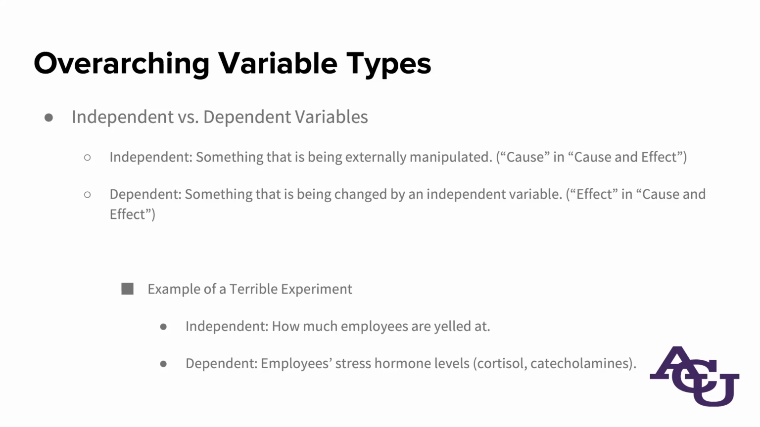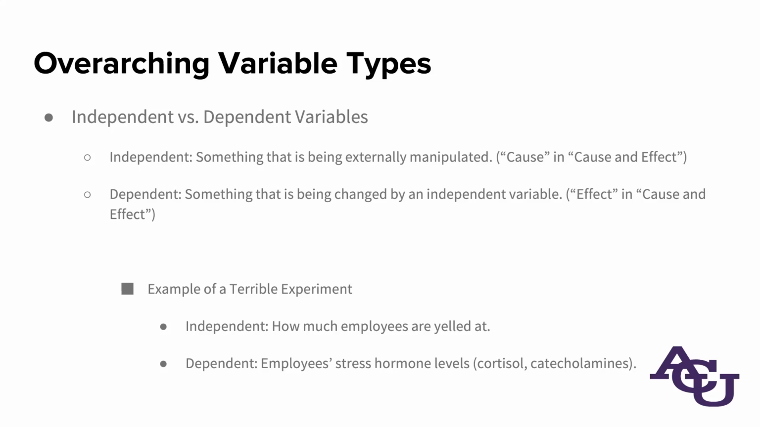But let's say that you have your independent variable being how much employees are yelled at. And then we go and you blood test the employees after they're yelled at to check their stress hormone levels, things like cortisol and catecholamines. Well, leaving the ethical implications of yelling at people aside, what is being controlled here? What is being manipulated? Oh, we're just deciding how much to yell.